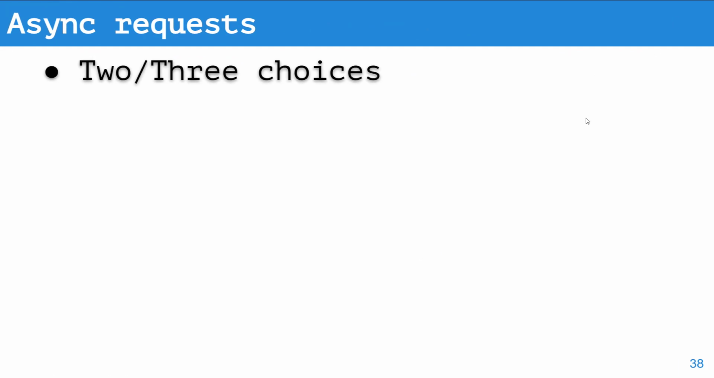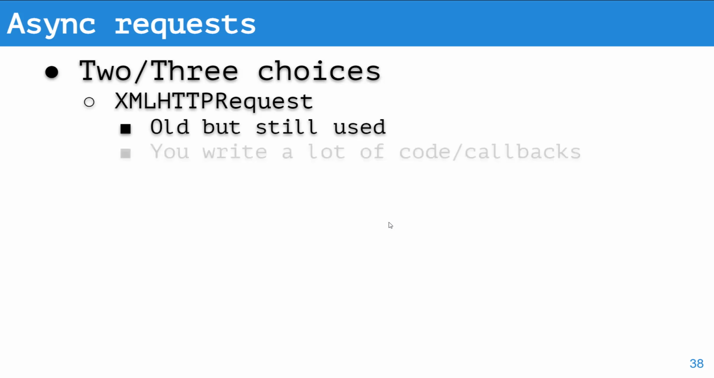Talk a little bit about async data requests. So in terms of async requests, you have 2 or 3 choices, we'll say. There's the old school XMLHttpRequest. This was invented way back, before promises and await. And in the end, it might be doing this in the background anyway, and might just be hiding it from you. Old but still used. Takes a lot of code though. You've got to write a lot of callbacks and stuff.